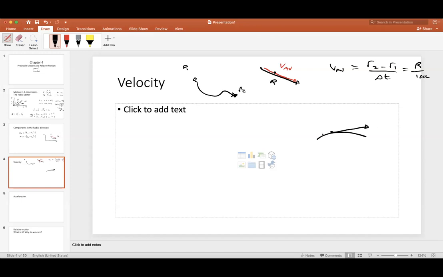The slope is actually the tangent line to the curve at any point, and the instantaneous slope is dr with respect to dt. We'll talk about that right now. Let's imagine a different formulation of this.